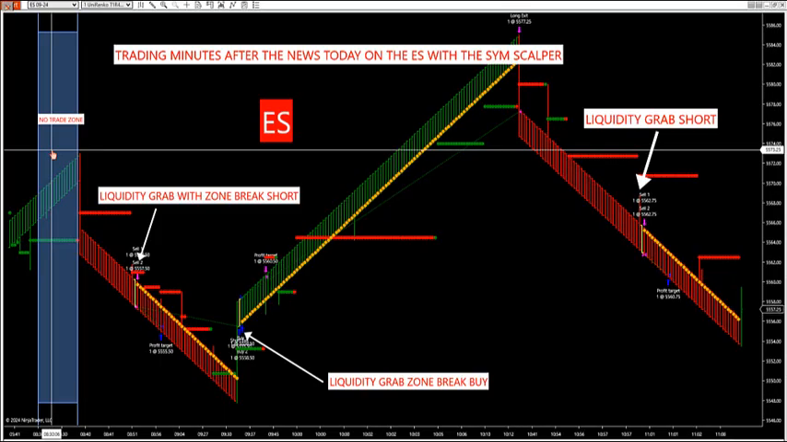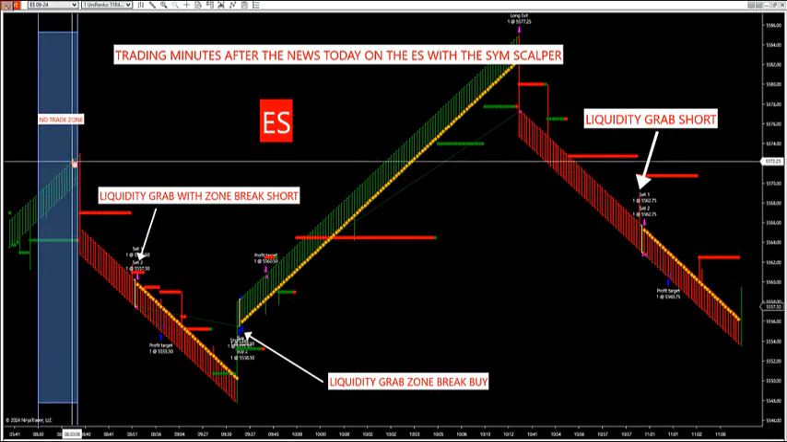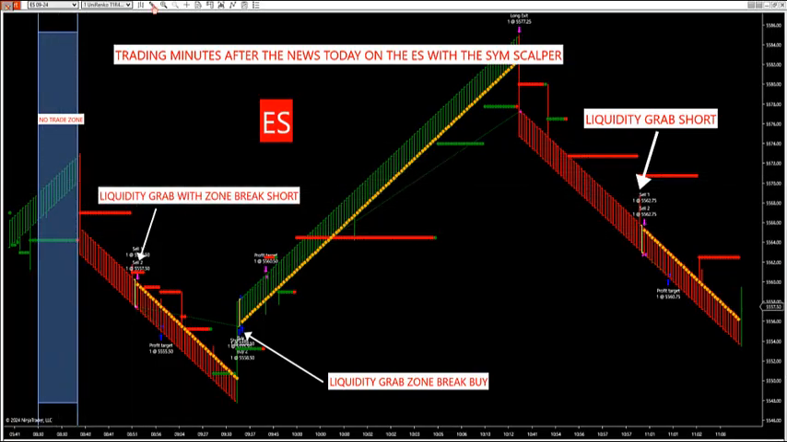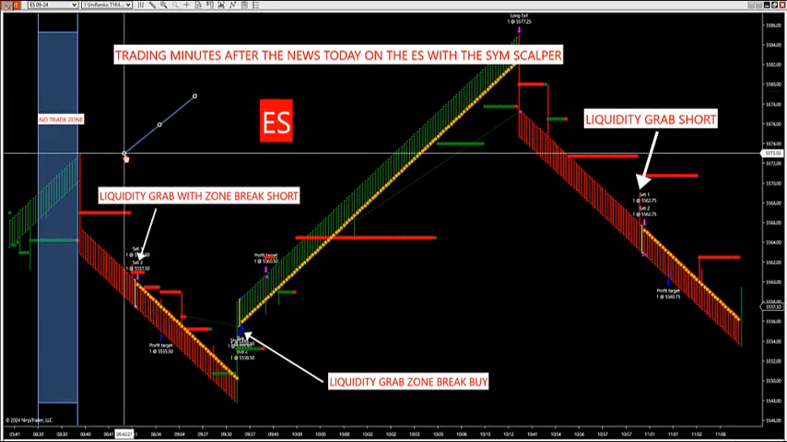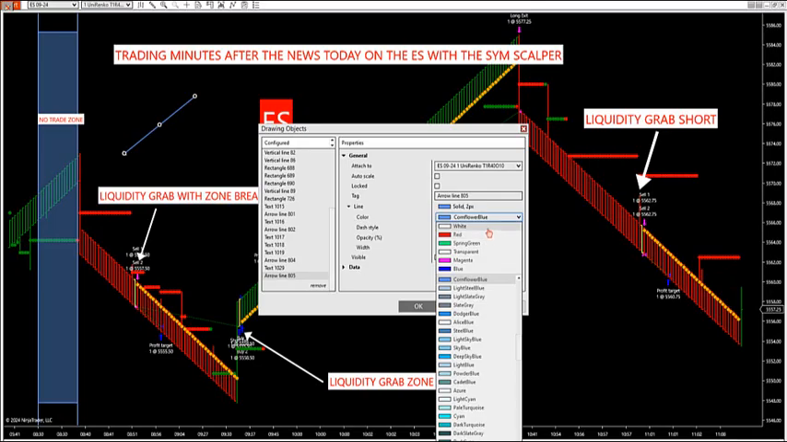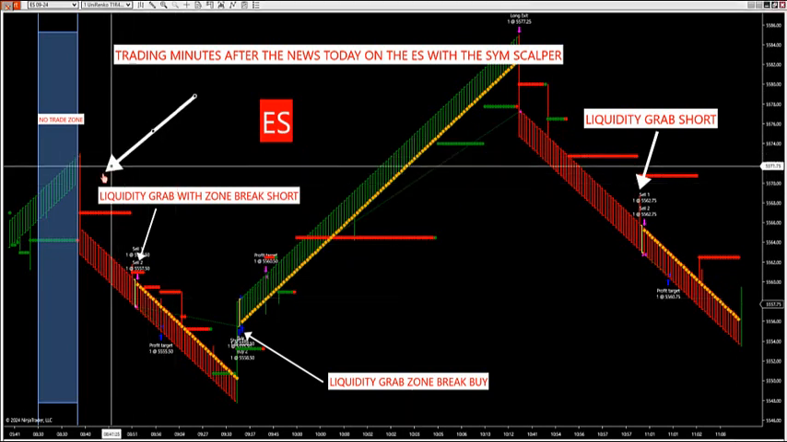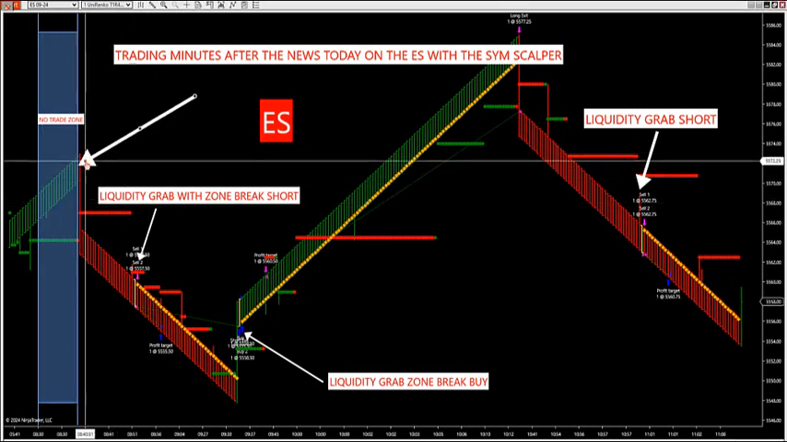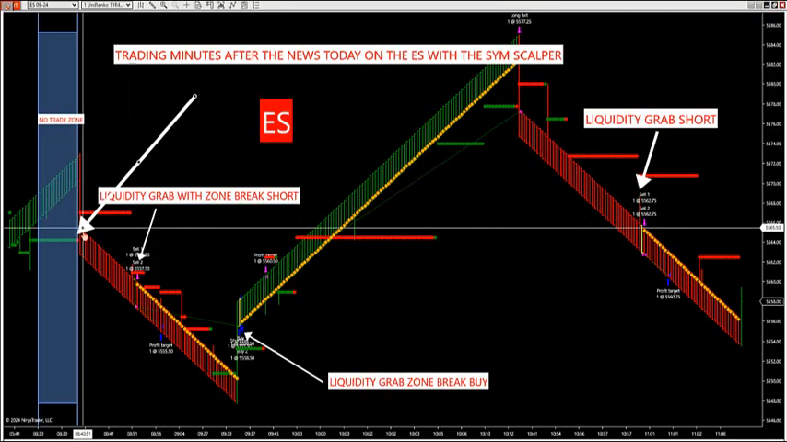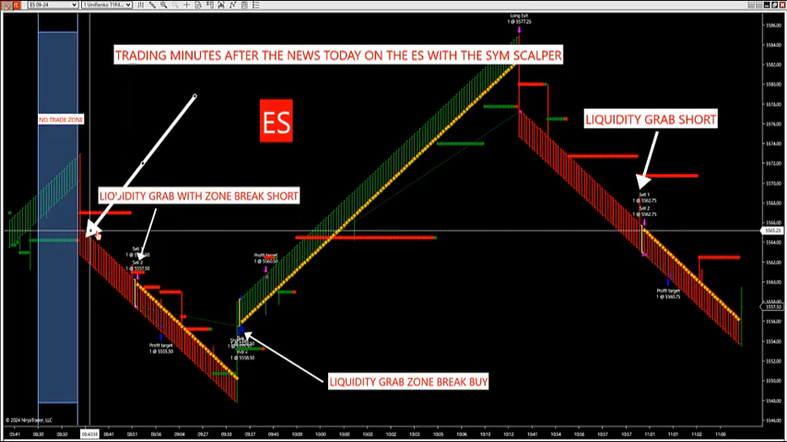So you can run these smaller Renko sizes through minutes after the news events. After the news came out, we had a big rally in the S&P here. I'm going to get an arrow real quick. We have a nice little rally on the S&P. To fake all the traders out, they fake the traders out, and then they just drill the market right here on my smooth Renko. This is when you're going to start looking for liquidity grabs.